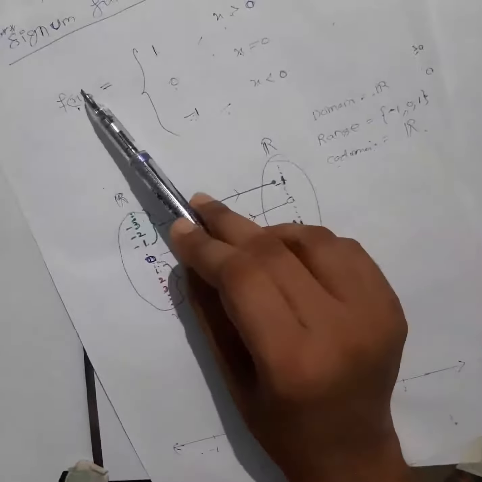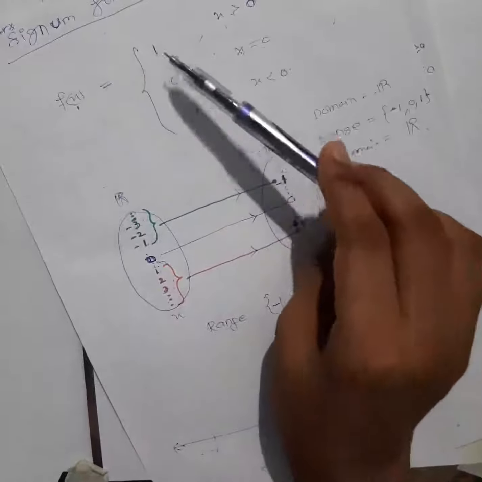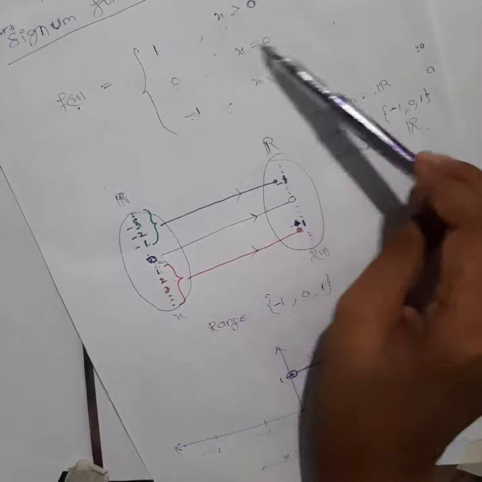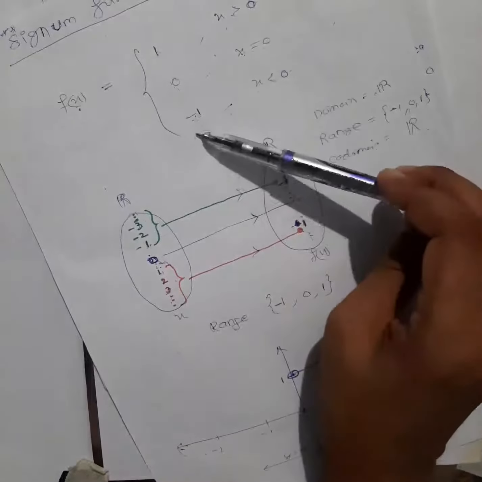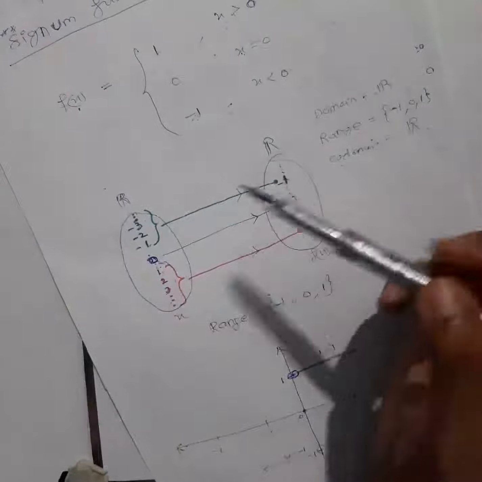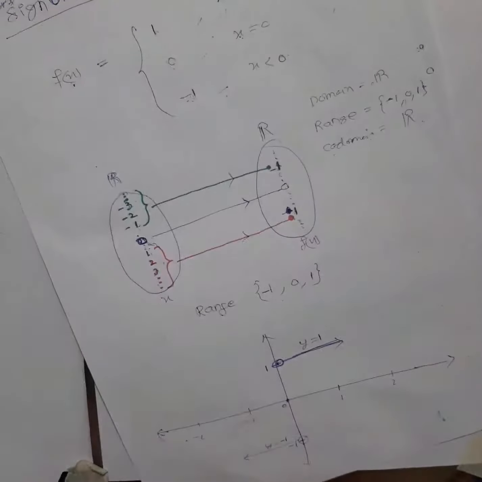So remember, signum function has only 3 images: 1, 0 and -1. Whatever x you take, x greater than 0 it will be 1, x equal to 0 it will be 0, x less than 0 it will always be the negative number -1. So this is your signum function.